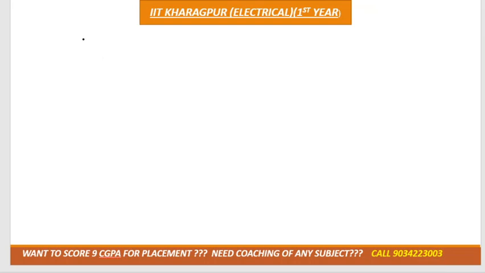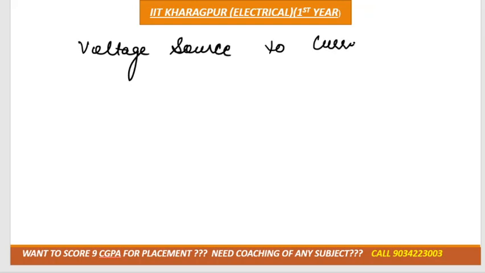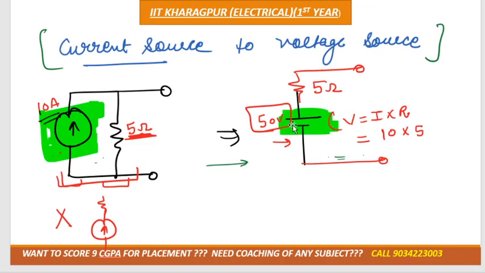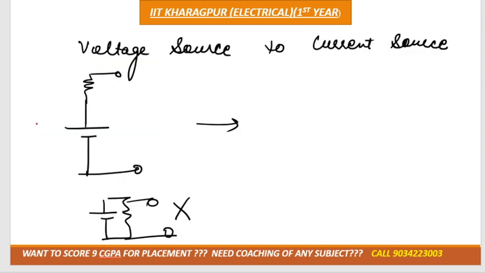Now, the next conversion, that is voltage source to current source, right? So voltage source is like this. Voltage source is connected in series with the resistance. Then only we can convert it into the current source. If voltage source is connected in parallel with the resistance, then in that condition we won't be able to convert it. Okay. Again, I am taking the same value, 50 volt and 5 ohm.